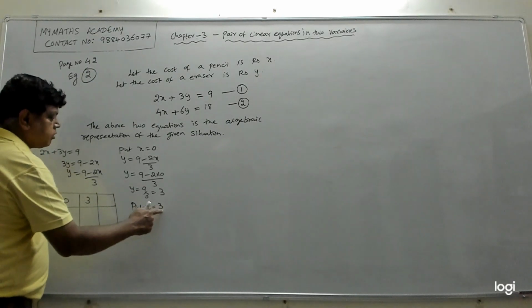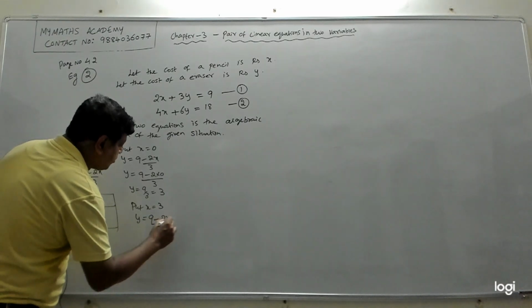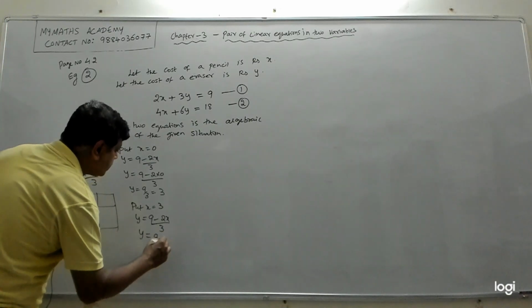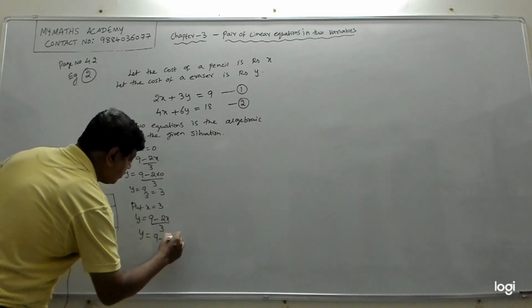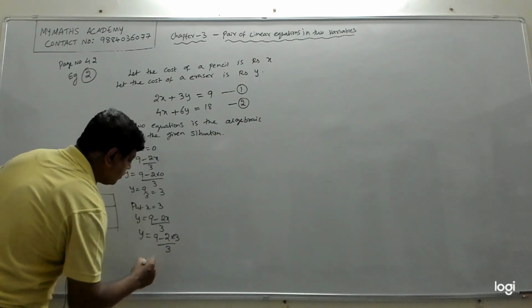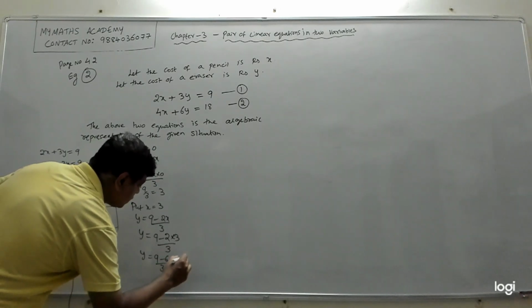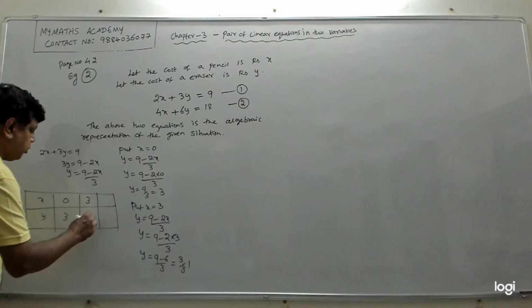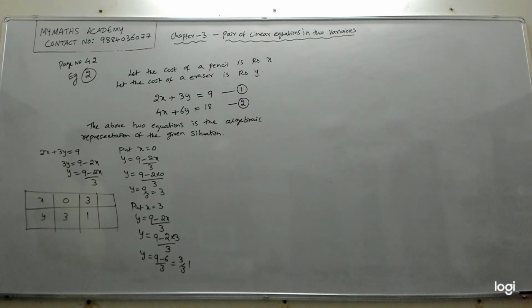So now put x equal to 3, then what is y? y is equal to (9 minus 2x) by 3. So y is equal to 9 minus 2, x is what? x is 3, 2 into 3 by 3. So I will get y equal to (9 minus 6) by 3, which is 3 by 3, 1. So when I put x equal to 3, I get y equal to 1.